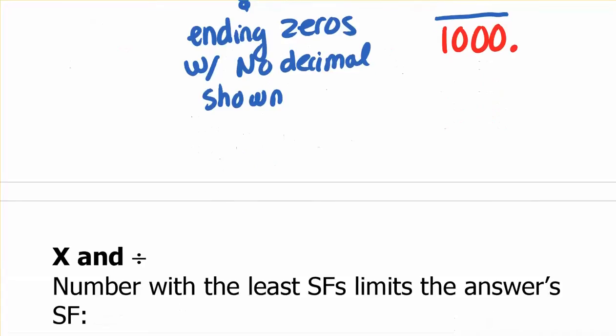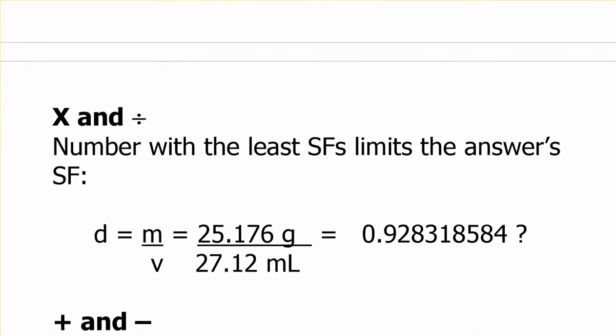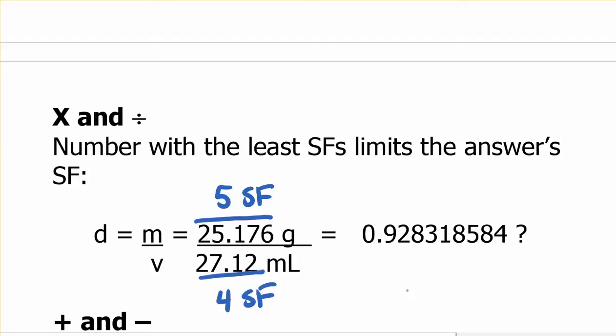Once we can count them, we can do calculations and round our answers properly. When you multiply or divide, you look at the numbers going into the calculation, and the one with the least sig figs tells you how to round your answer. In other words, this top number has 5 sig figs. The bottom number has 4. So our answer is limited to 4 significant figures because the bottom one has the least. So to write this with 4, remember the 0 is leading, so it doesn't count. So it has 4 significant figures.